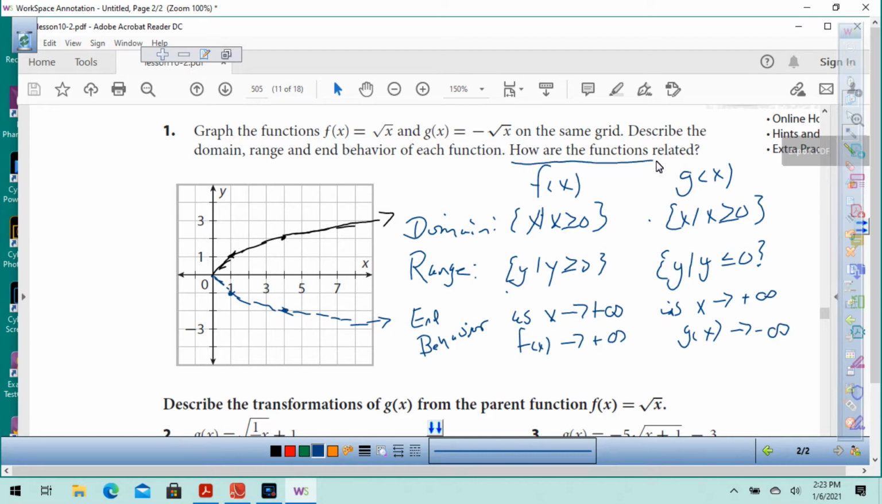So how are the functions related? Well, as I said earlier, they are reflections of each other over the x-axis. All right, good.